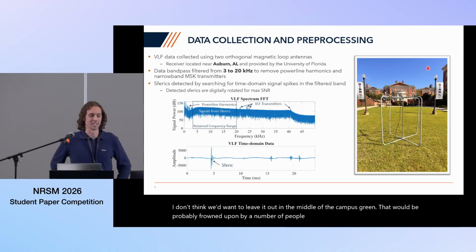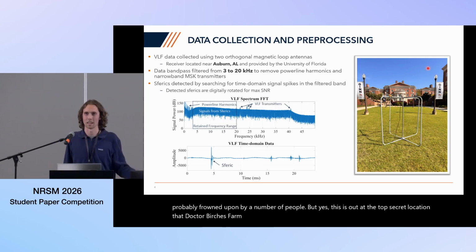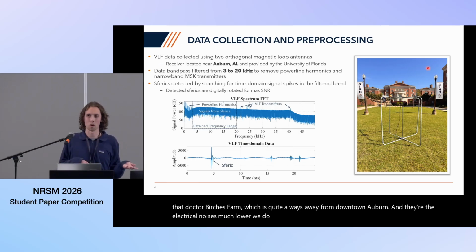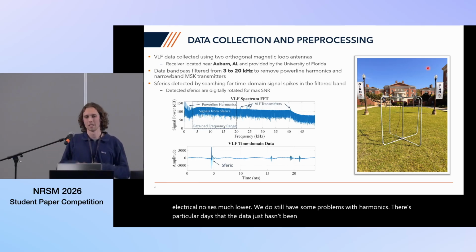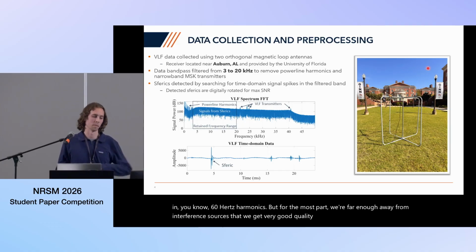But yes, this is out at the top secret location at Dr. Burch's farm, which is quite a ways away from downtown Auburn. And there the electrical noise is much lower. We do still have some problems with the harmonics. There's particular days that the data just hasn't been usable because there's been some weird spike in 60 hertz harmonics. But for the most part, we're far enough away from interference sources that we get very good quality data since we're out in the boonies instead of in the middle of campus.